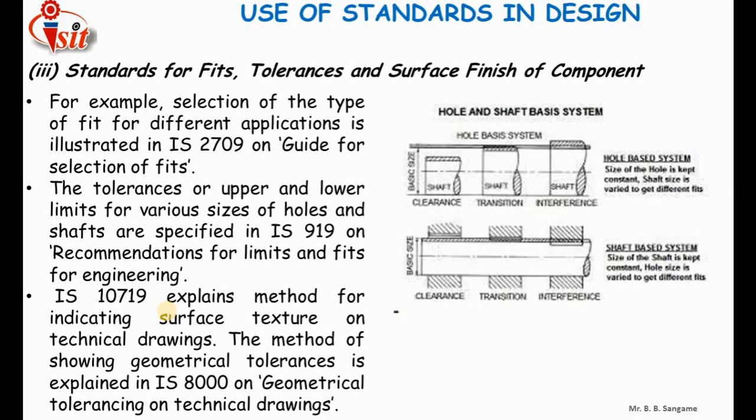Similarly, Indian Standard 10719 explains the method for indication of surface texture. The surface texture is represented by a number of triangles provided on the surface. Those triangles are actually representing the surface texture.